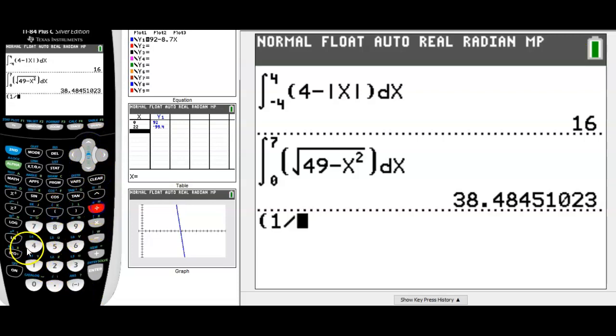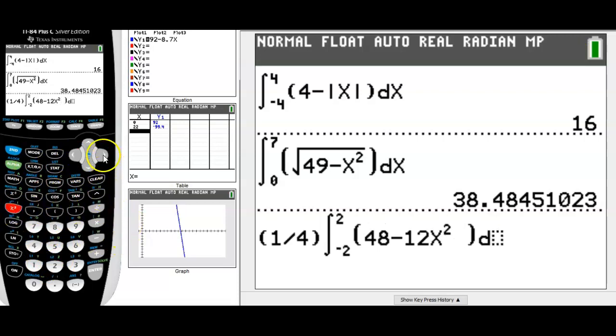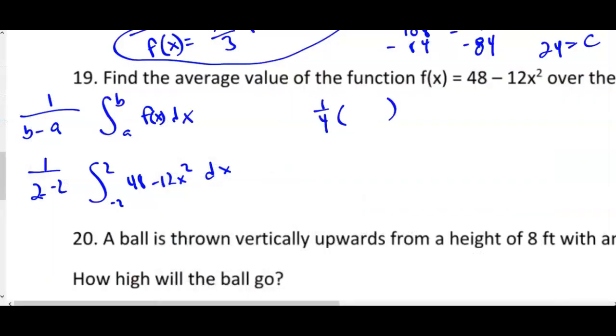So 1/4 times math 9 from -2 to 2 of 48 minus 12x squared. Oops. Right there. And there we go. We got 32. All right, all calculator work. So 32.